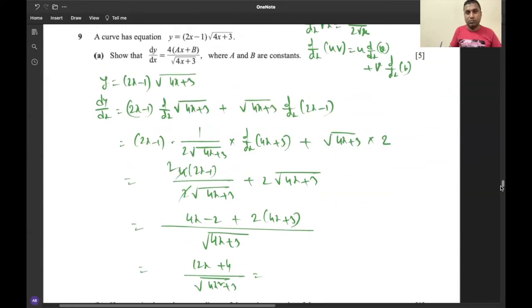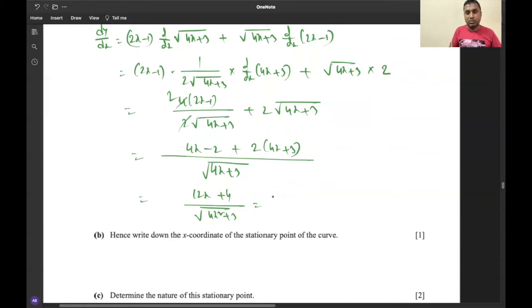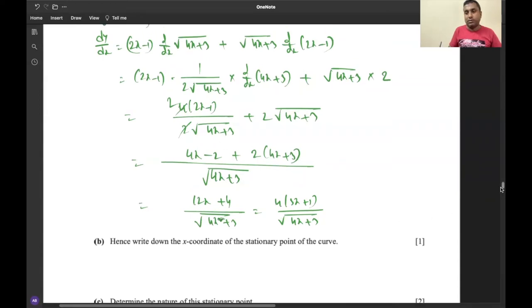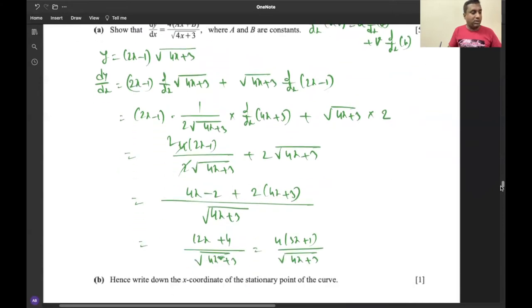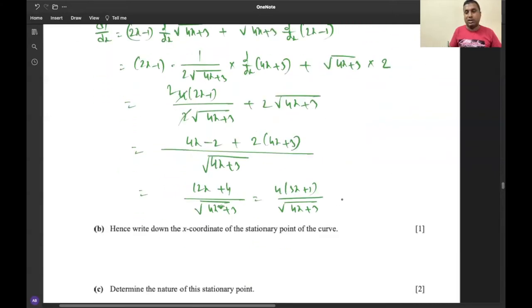And then we can simplify this. If you see the question, 4 is common, ax plus b, so 4 times 3x plus 1 divided by 4x plus 3. There cannot be more, so it's already shown where a and b are constant. This is the answer.